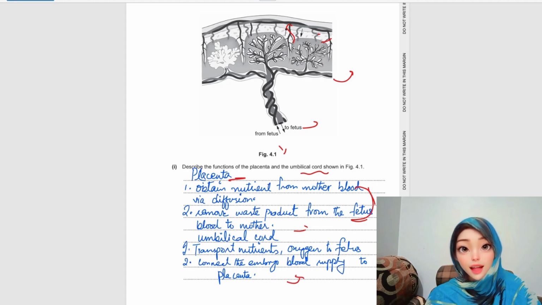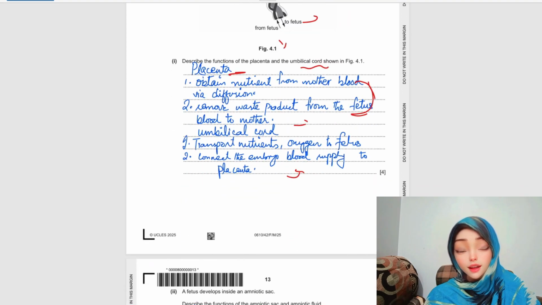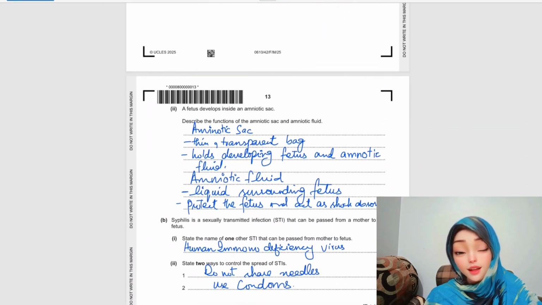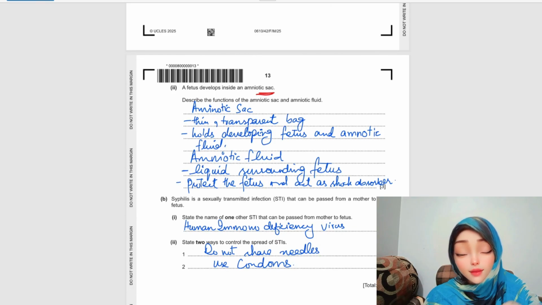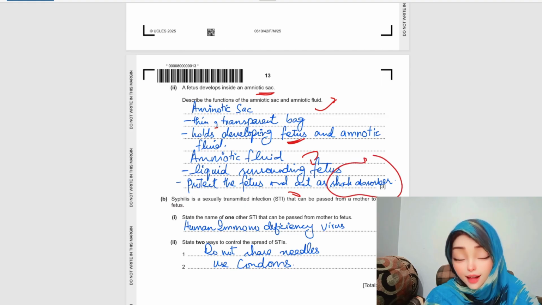Okay, now let's move on to question number 3. Here is a fetus developed inside an amniotic sac. That sac is a thin and transparent bag that holds the developing fetus and the amniotic fluid. This amniotic fluid surrounds the fetus and protects it, and it also helps protect it from shock. Okay, now let's move on.